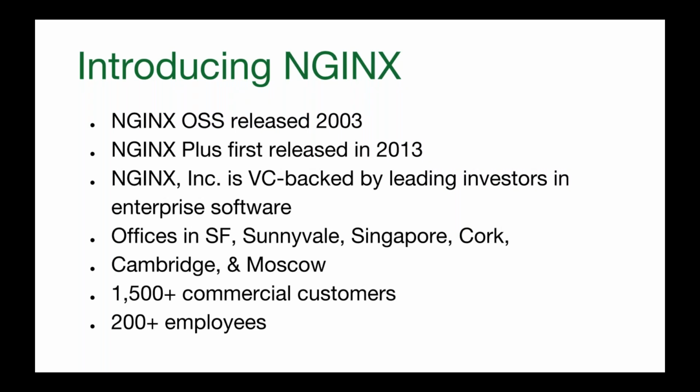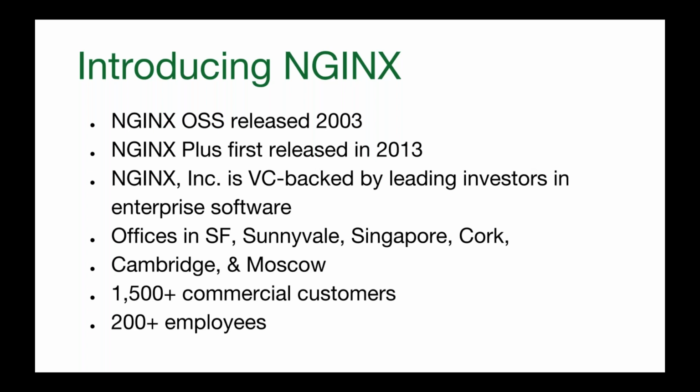NGINX open source was released in 2003 and became steadily more and more popular. It really took off, one of the most successful and important open source projects in history. The open source project continued and grew, partly powered and on an ongoing basis funded by the release of NGINX Plus in 2013, which is the commercial version. So well more than half of our engineering effort continues to go into the open source product. The company is VC backed by leading investors in enterprise software.